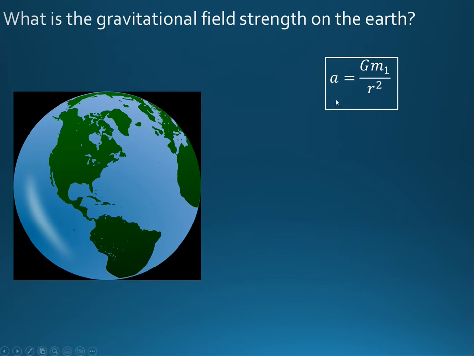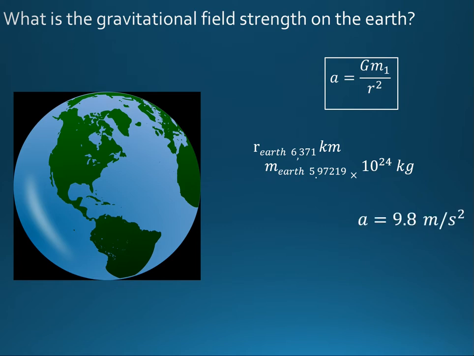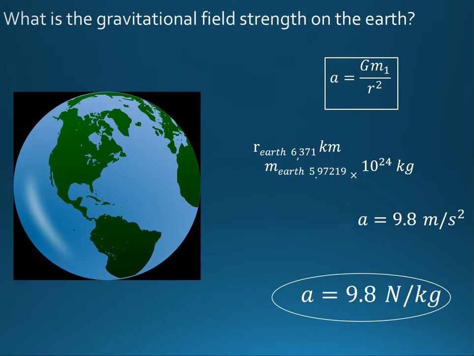Using that the acceleration due to gravity should be Gm1 over r squared, we can calculate what is the gravitational field strength on Earth. The radius of Earth is 6,371 kilometers, and the mass of Earth is 5.97219 times 10 to the 24th kilograms. Now, when you plug this in, it's important to convert the radius of Earth from kilometers into meters. Calculating this all out, we get 9.8 meters per second squared, or 9.8 newtons per kilogram.